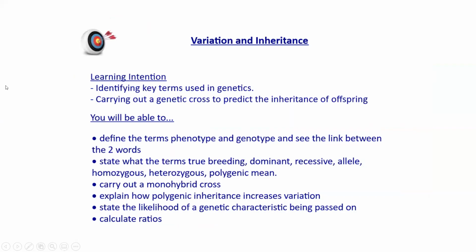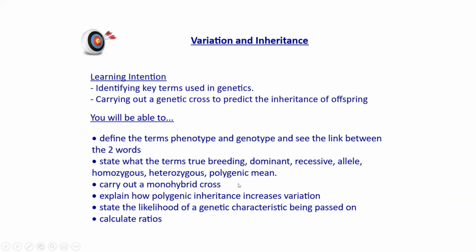Okay, so there was quite a lot in that. As I say, it's probably worth having another look at this video again. The most important thing at this point is that you make sure you have filled in your summary notes so that you have got clear definitions of the words phenotype, genotype, dominant, recessive, allele, homozygous, heterozygous, polygenic. You need to know what these words mean.